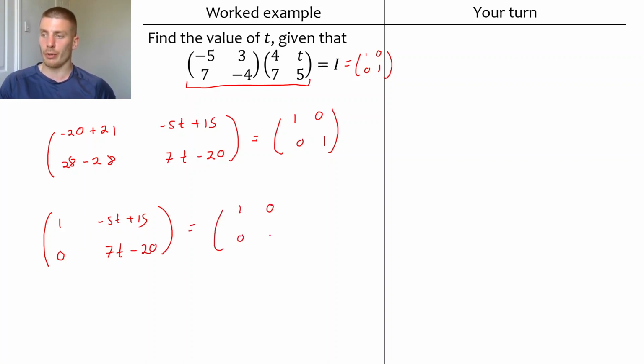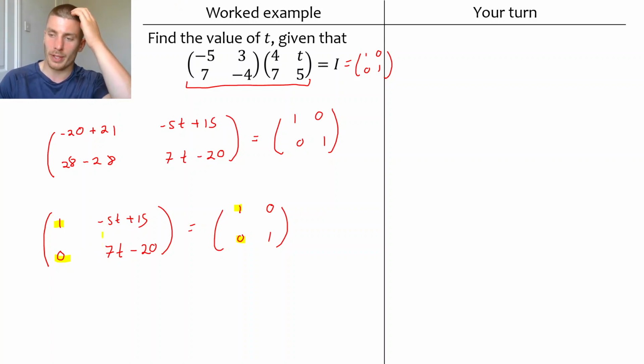Now you can see, and this is good because it makes sense, that already the terms are matching up. The top left term, 1, is equal to 1, which makes sense, and the bottom left is equal to the bottom left over here. Now you want to find the value of t here. Actually you can do this in two different ways because you've got two more equations here.